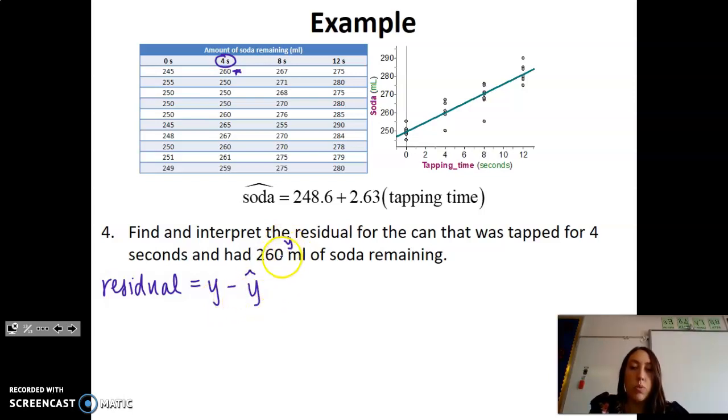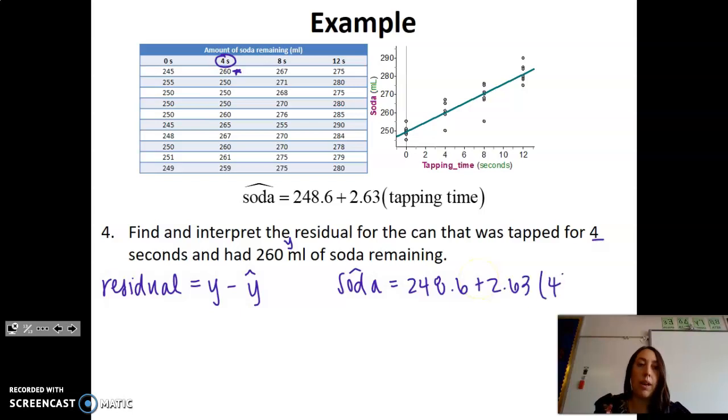Our observed y was 260 milliliters, so we need to go and figure out what our predicted y was. So the predicted amount of soda for 4 seconds of tapping time, because that's our x value here, 4. So I'm going to go ahead, plug 4 in for x, and then I'm just going to simplify this in my calculator. 248.6 plus 2.63 times 4. I get a predicted y of 259.12 milliliters. So this is my y hat for this particular problem.